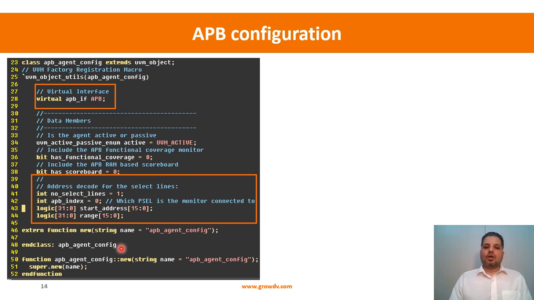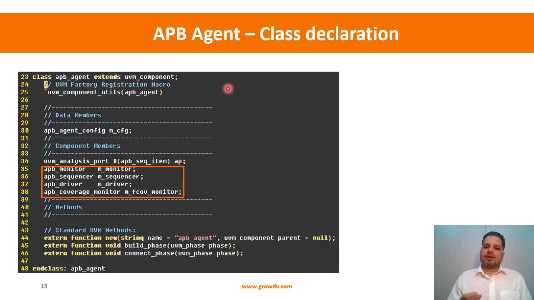How this is used for figuring out the PSEL line that needs to be driven, that we will come to know in the driver. Okay, now that we have seen the details of the APB sequence item, a simple sequence, and what information the APB config contains, we have all the basic building blocks. Now we'll jump into the actual agent.